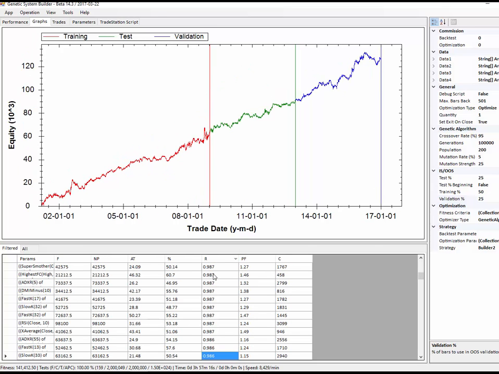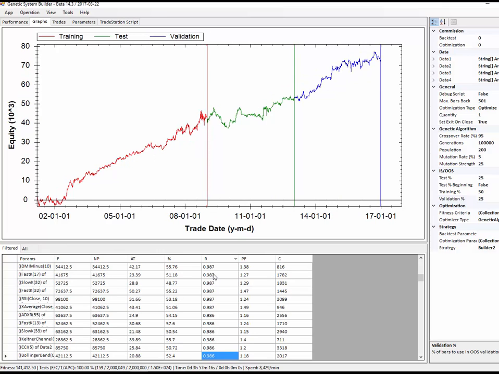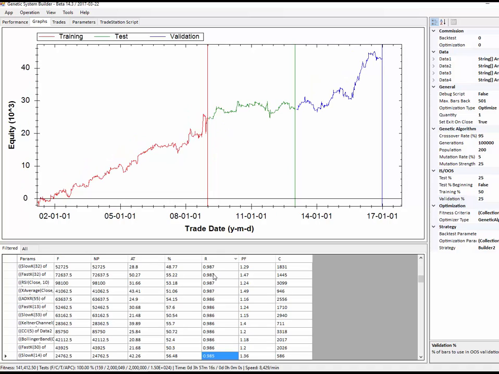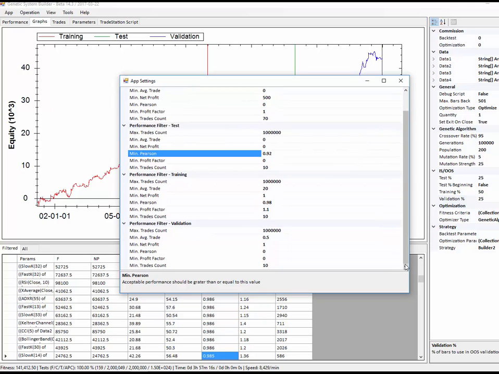That's a good system there again. So what I'm going to do is now just put some filters on the test and validation. So that's the right part of the screen. And the only filter I'm going to put in is a Pearson's correlation to a straight line. And that basically means that we'll be looking for systems that have a nice linear equity curve. And that'll reduce the amount of systems substantially in that list.